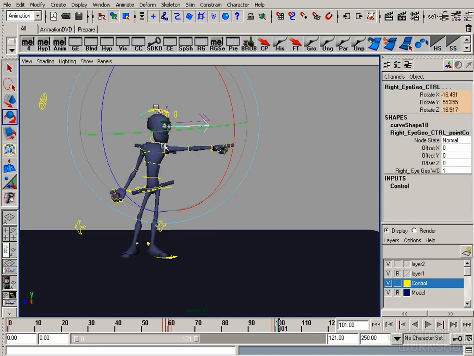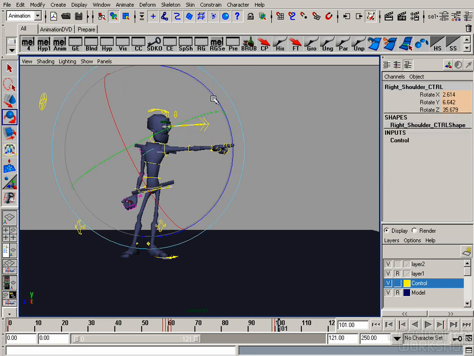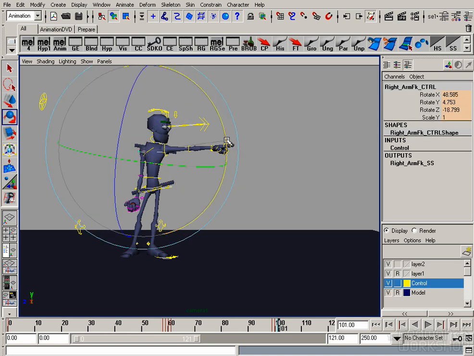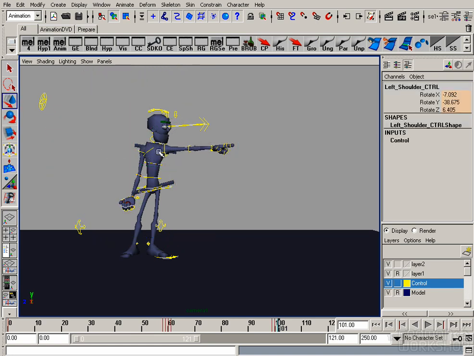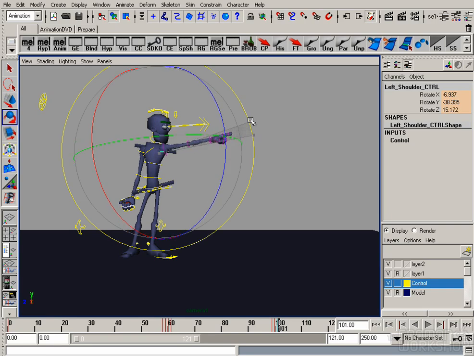And all the subtle movement will come later when we do the breakdown and the in-betweens. For now we're just doing the key poses and maybe some extremes already. And this should be enough to show to the director and see what he thinks about it.